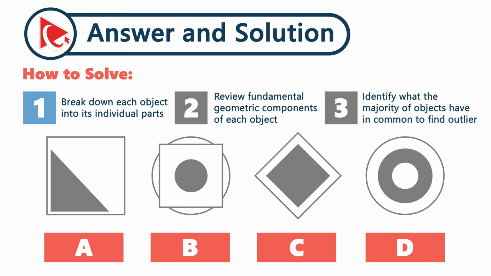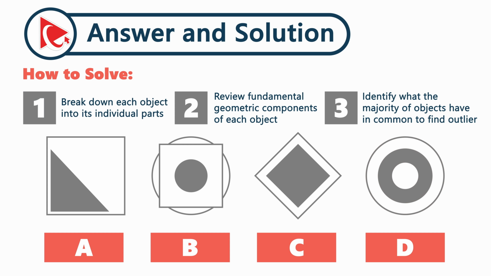Let's start with step 1. If you look closely, you see that object A has a triangle and square. Object B has 3 components: circle, square, and then circle again in the background. Even though object C looks like a diamond, you can argue that it consists of 2 squares. And object D consists of a circle and the donut inside.